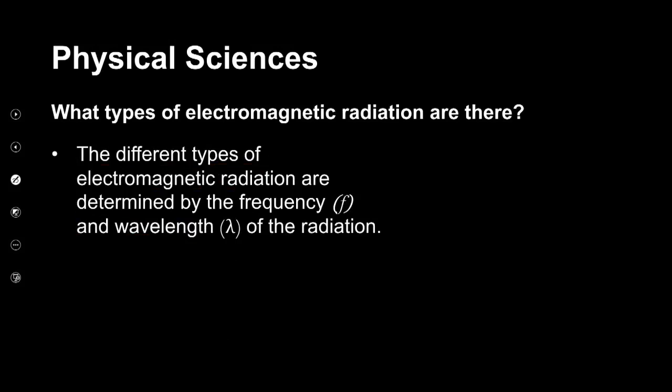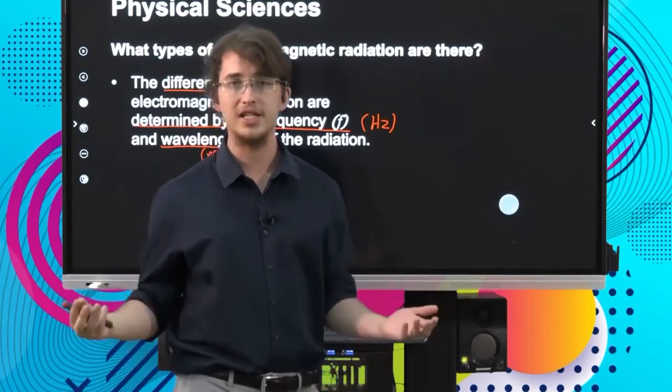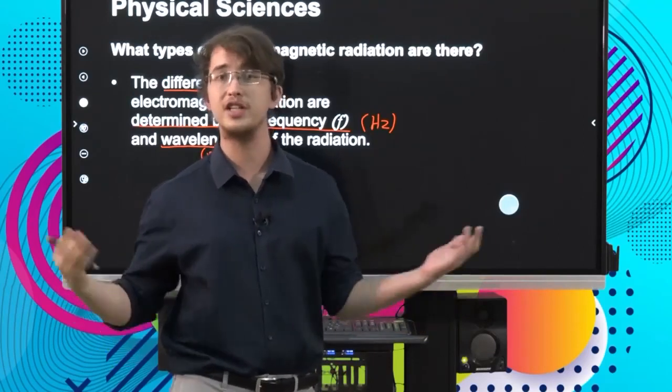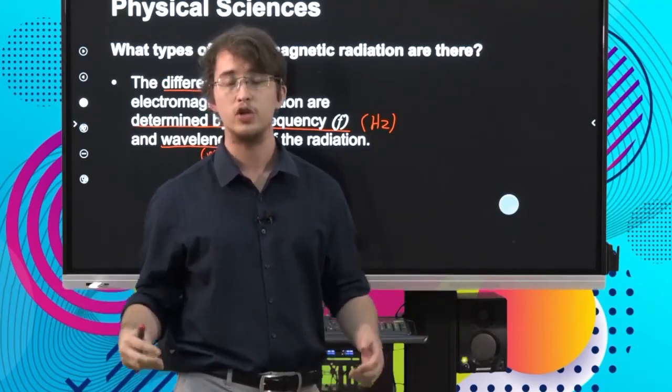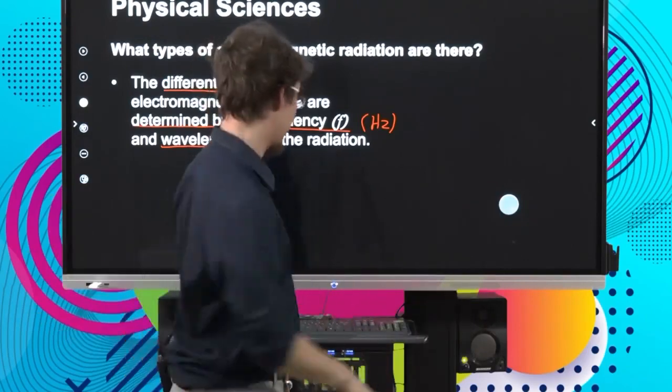The different types of electromagnetic radiation are all determined by their frequency, which we know has the symbol f and the unit hertz, and the wavelength, given the symbol lambda, which we already said is measured in meters. All these different frequencies and wavelengths are the properties that give rise to all the different types of electromagnetic radiation. So what kind of types are quite common?